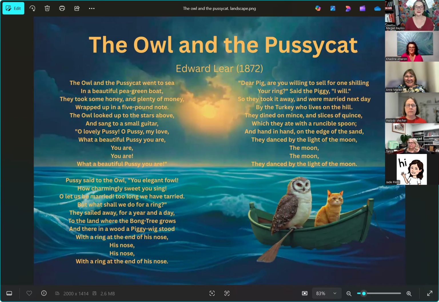So that's The Owl and the Pussycat poem. If you'd like a copy of that visual, this is a landscape, and I've also got the upwards version. Having trouble with my words today. You're welcome to email me, and I'm happy to send it to you for you to print off.